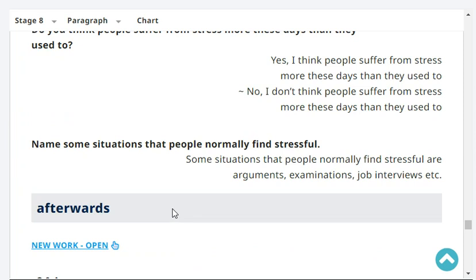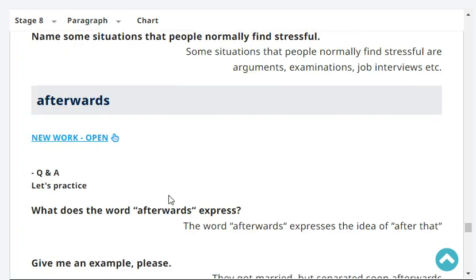Name some situations that people normally find stressful, please. Some situations that people normally find stressful are arguments, examinations, job interviews, etc. Very good.